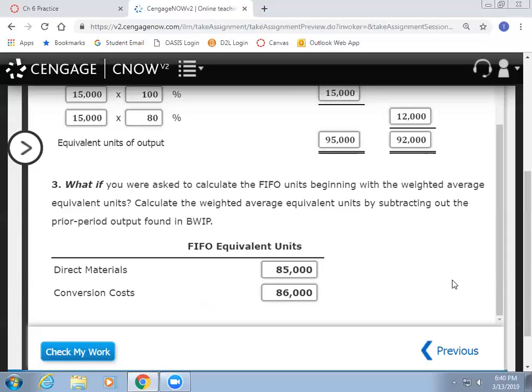So it's the 10,000 and 60% of that. Yes, yeah. So for materials, it's the full 10,000 because materials are added at the beginning. And for conversion, yeah, 60% or 6,000. So you could do the opposite to go from FIFO to weighted average. You know, you could kind of go both ways. You just add in that case instead of subtract.